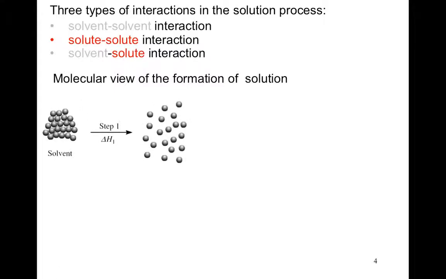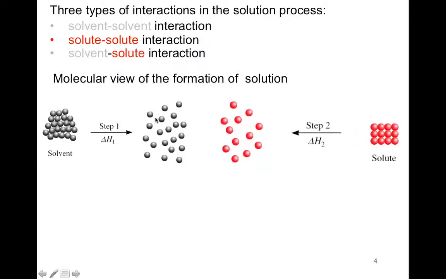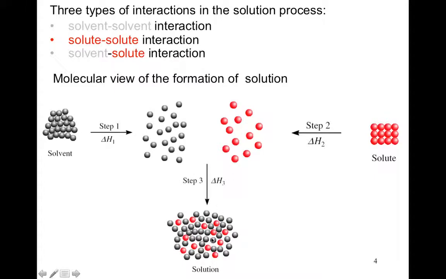So a little molecular view of this. Step 1, our solvent spreading out. Step 2, our solute spreading out. Step 3, forming a solution out of our solvent and our solute. So you can say the delta H, or the enthalpy change of the solution, is equal to the enthalpy change of our solvent plus the enthalpy change of our solute, if there's another solute, plus the enthalpy change here of the solvent and solute mixing together. That's step 3.